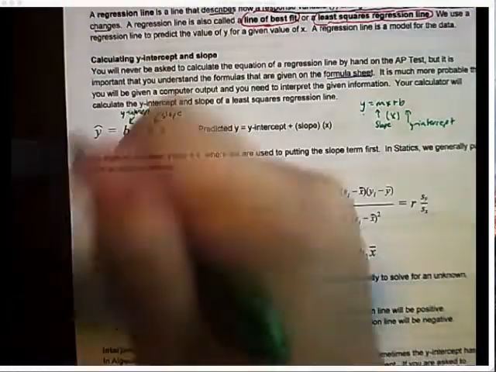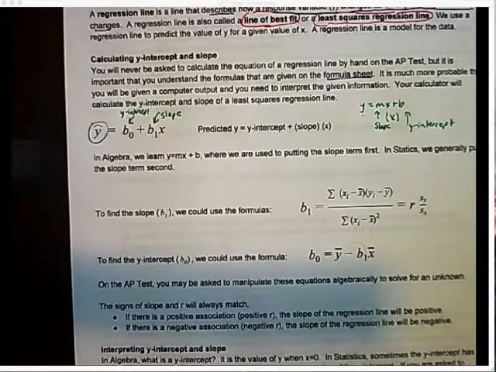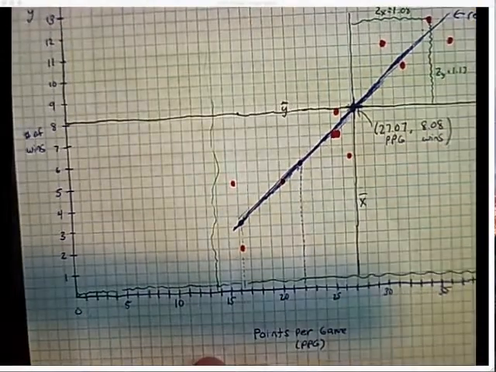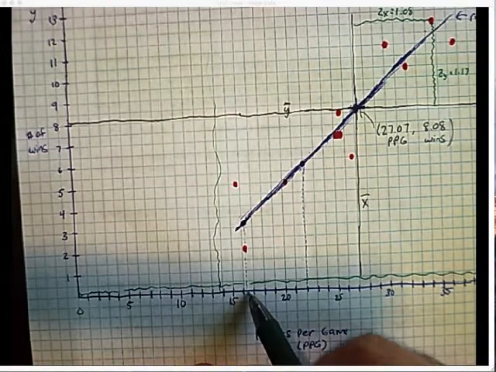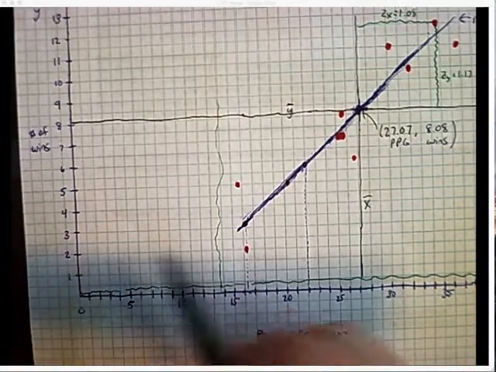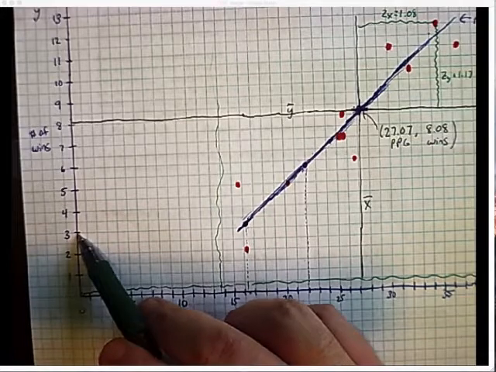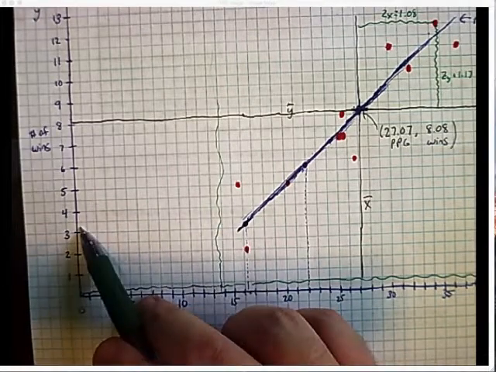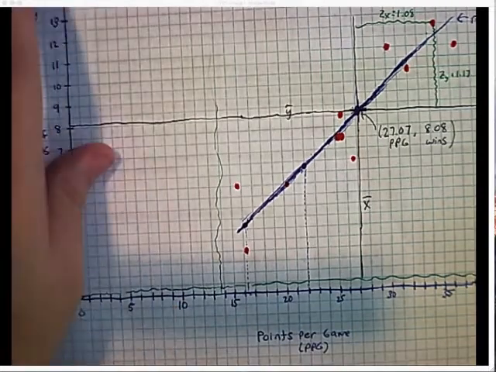And this y hat just stands for predicted y, because it's not the actual y. Going back to the graph example, for Ole Miss, 16.1 was the x value. The actual y was 2, but the predicted y would have been slightly more than 3. That's why we call that y hat. This would be the y hat value, maybe about 3.1 or 3.2.